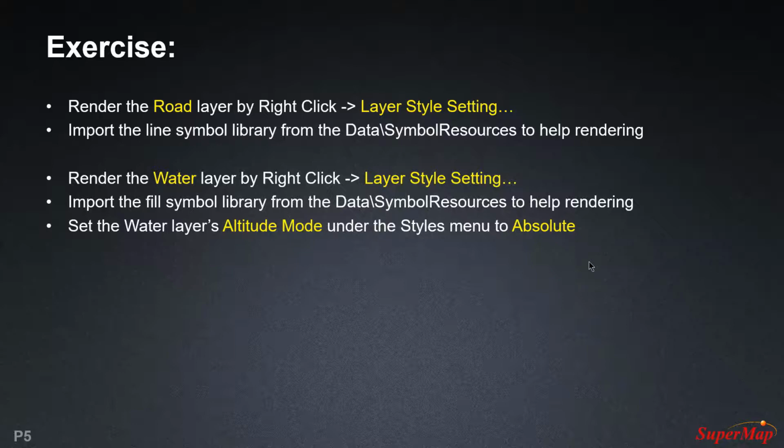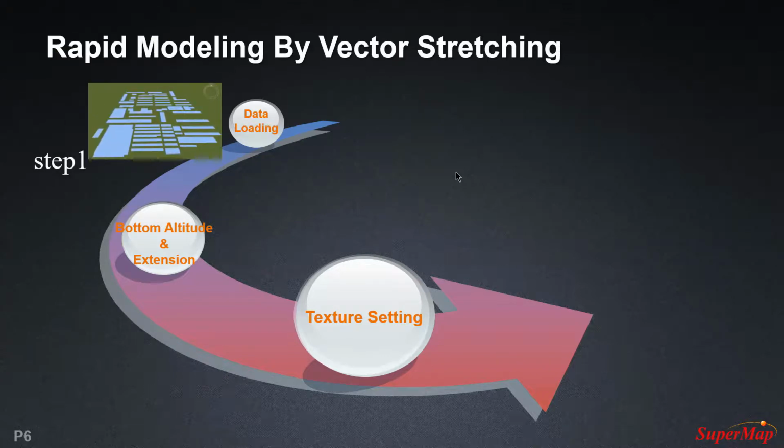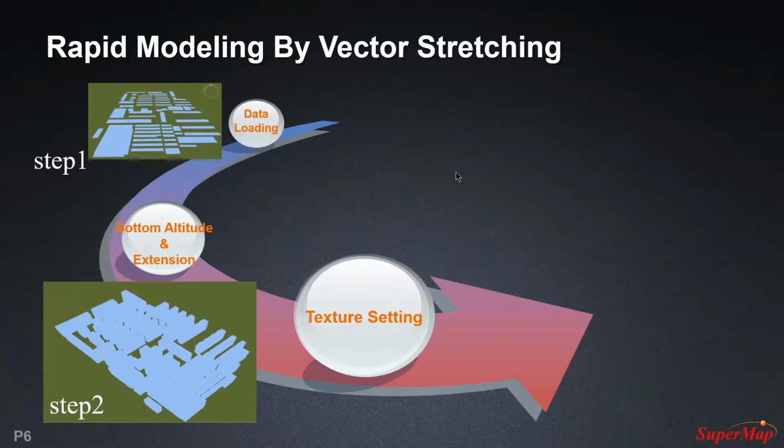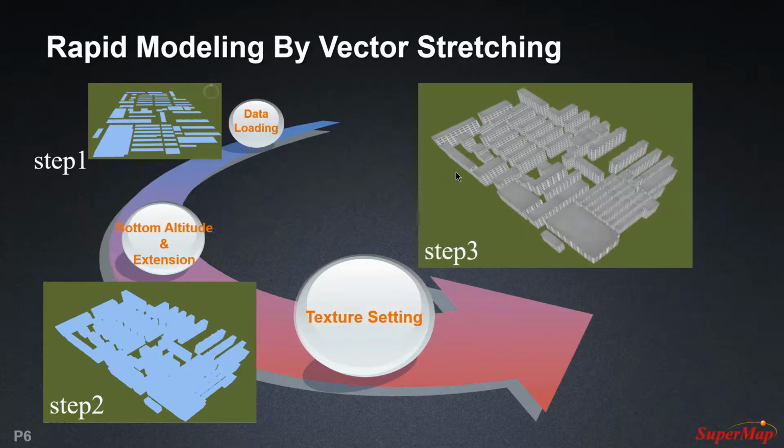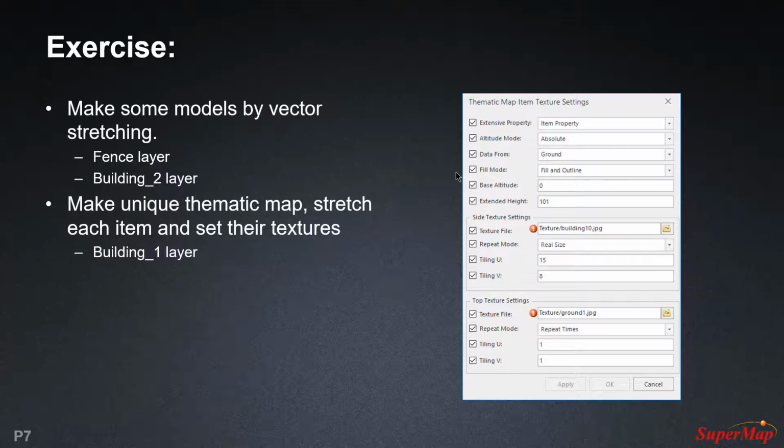And now this is done, and we're going to move on to our next part, which is rapid modeling by vector stretching. Now the first part is to load the data, and then we change the bottom altitude and extension settings, and finally we change the texture settings, and the 2D data becomes a 3D model. So we're going to demonstrate that by means of this exercise. We're going to make some models by vector stretching, and we're going to demonstrate the fence layer and the building 2 layer. And finally, we're going to make a unique thematic map, stretch each item and set their textures, which will be done in the building 1 layer. And we're going to leave the pool layer and the ground layer for you to do yourself. So let's go ahead and get on with these.